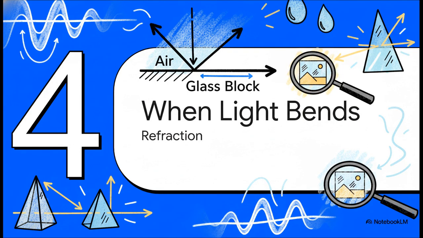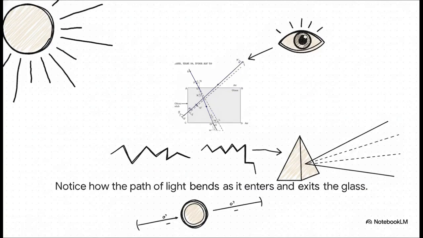So far, we've only talked about light bouncing off of surfaces. But what happens when it passes from one medium into another? Like from the air all around us into a block of glass. Look really closely at the path this light ray takes. It's fascinating. As soon as it enters the glass from the air, its path bends. Then, when it leaves the glass and goes back into the air, it bends again. So this journey is definitely not a straight line.